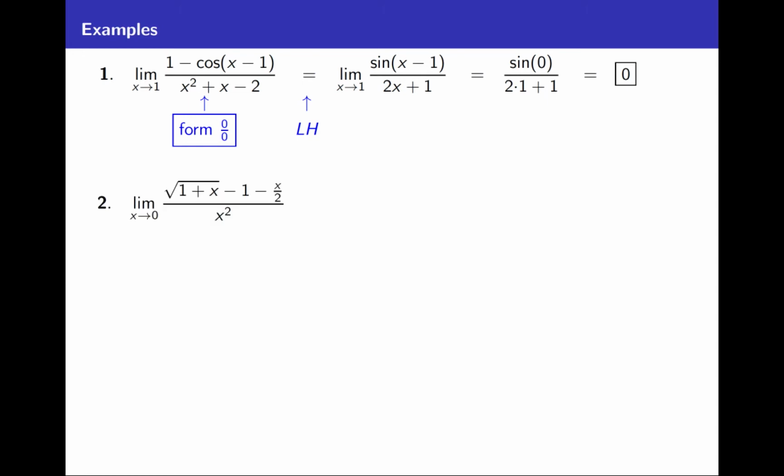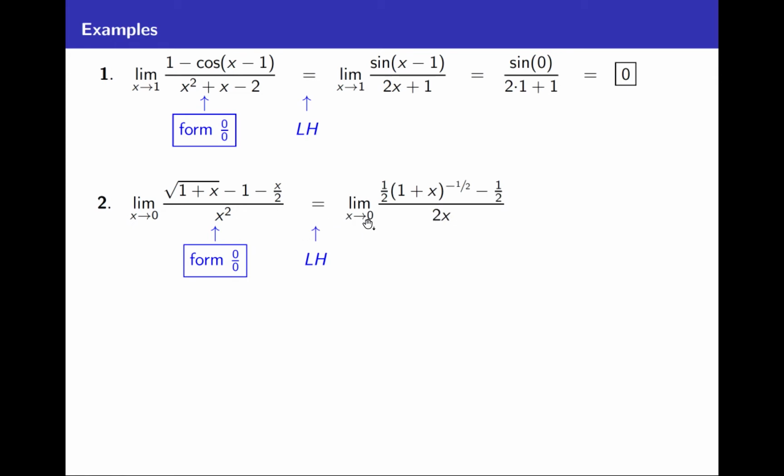Here's another example. The limit as x approaches 0 of the square root of 1 plus x, minus 1, minus x over 2, all over x squared. So here, let's see, x is approaching 0, so you get the square root of 1 minus 1 minus 0. That's 0 on top, and definitely 0 on the bottom. So again, this has form 0 over 0. So we can apply L'Hopital's rule to it.